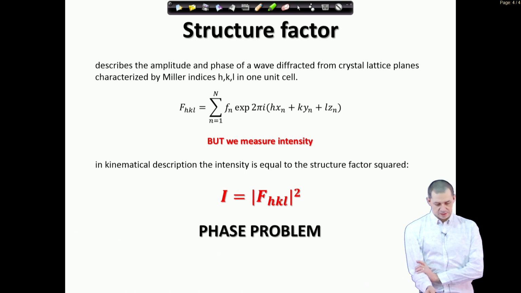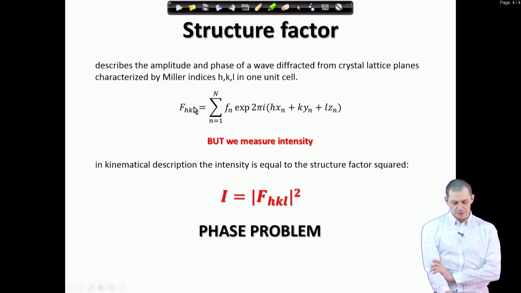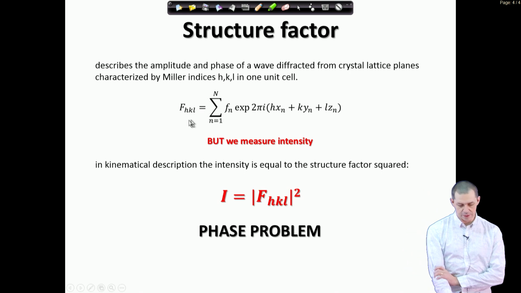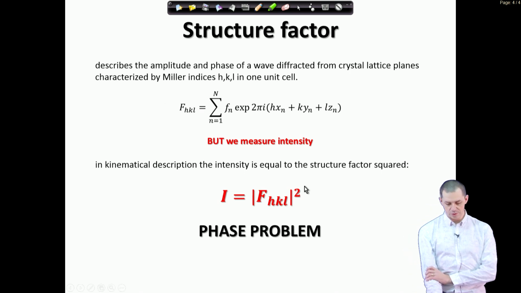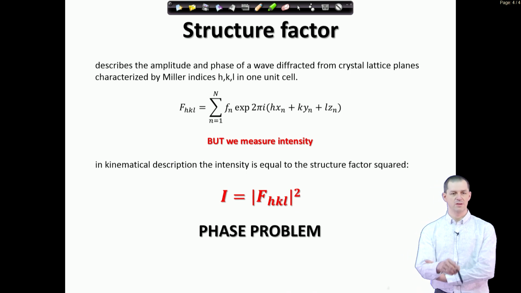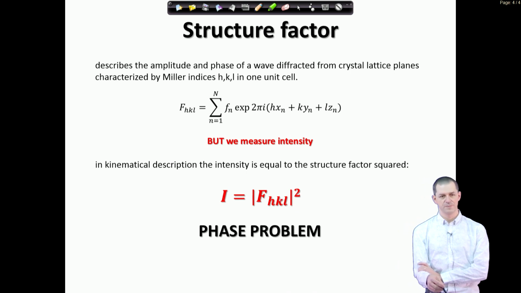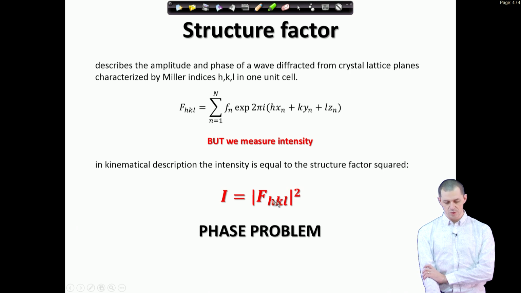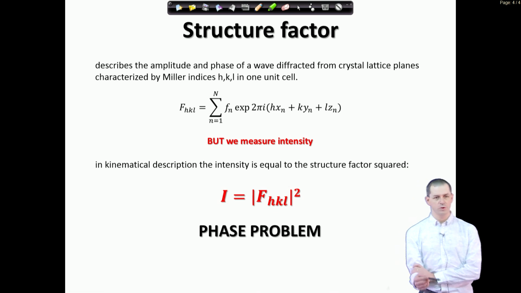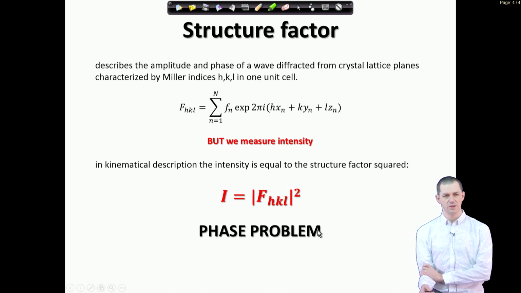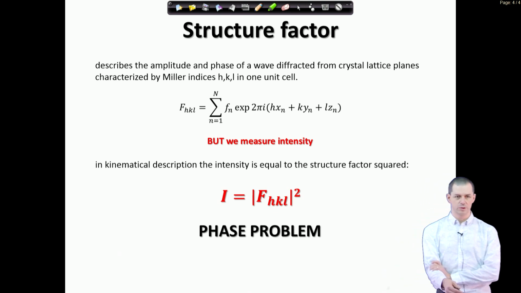This formula is a complex number, as I said, so it contains amplitude and phase. Unfortunately, in the diffraction experiment, we do not measure this complex number directly. We measure the intensity, which is proportional to the amplitude of the structure factor squared, in certain approximation that is very well valid for X-rays. And therefore, we lose the information about the phase of this complex number. So we do not have direct access to structure factors, we have access only to the structure factor amplitudes. And this is known in crystallography as the phase problem. And this is a key problem in crystallography that we need to solve if we want to go from the diffraction to the crystal structure.